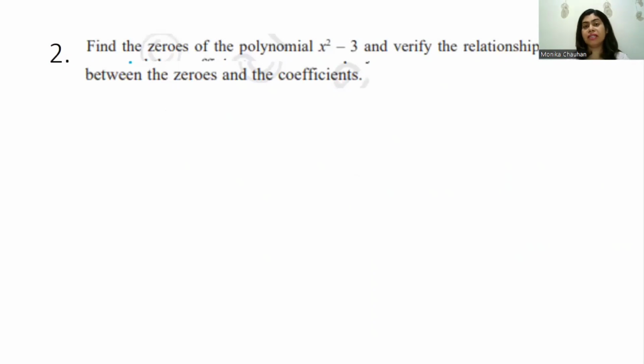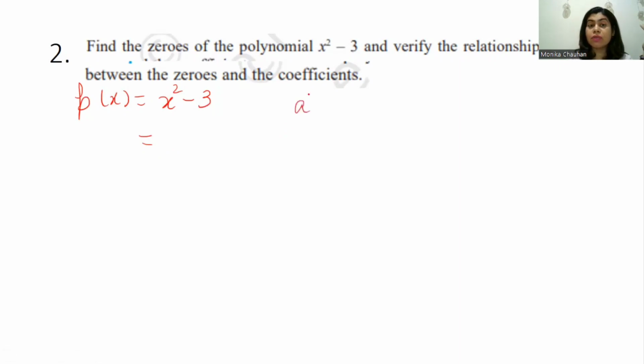x squared minus 3. Now x squared minus 3. So if I have the polynomial right now of this form, p(x) is equal to x squared minus 3, how do you factorize that? By middle term splitting? No, there are no three terms. By any algebraic identity? Yes. Now, which algebraic identity is there for you when you have only two terms? I think it is a square minus b square.